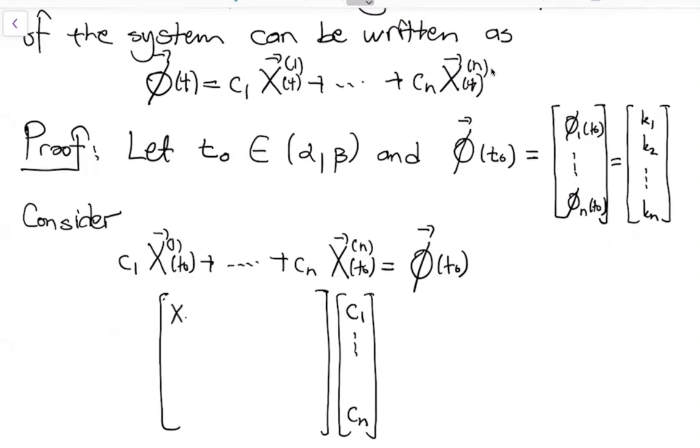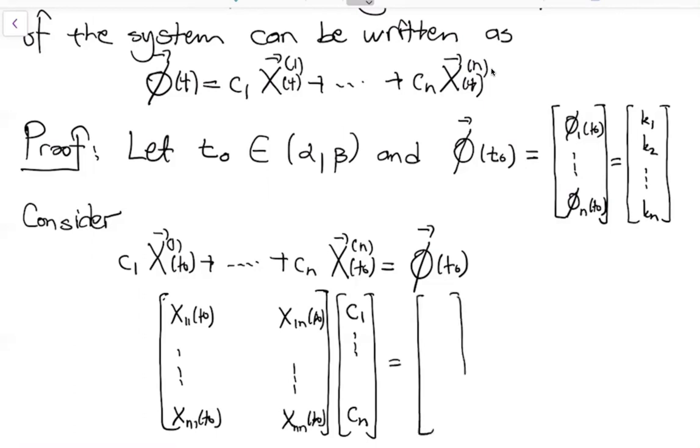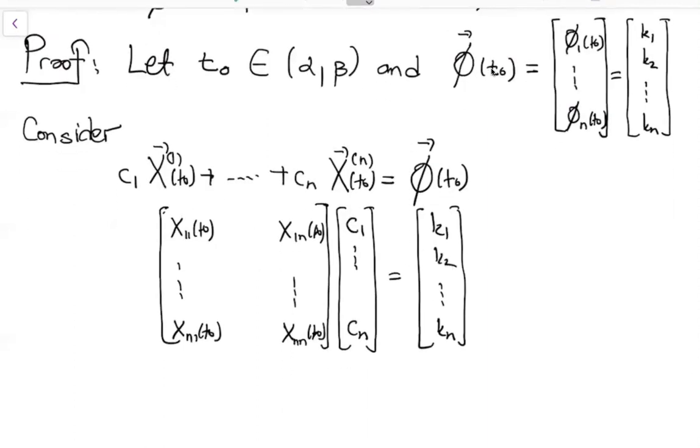So this is X11(t0), X1n(t0), Xn1(t0), Xnn(t0), equal to this, K1, K2 till Kn. Okay, this is what we have. And now if you look at this matrix, its determinant is going to be non-zero because we know that they are linearly independent for each interval.